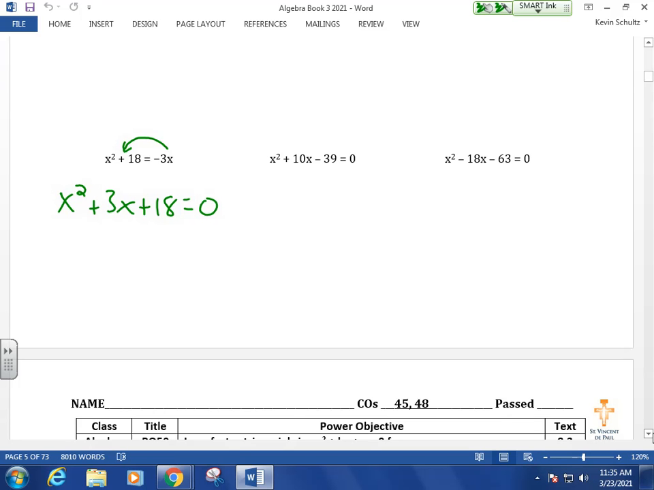Okay. So now we go to our factors of 18, which are 1 and 18, 2 and 9, 3 and 6. How do I make a positive 3 from one of those factor pairs with addition or subtraction? Josh?